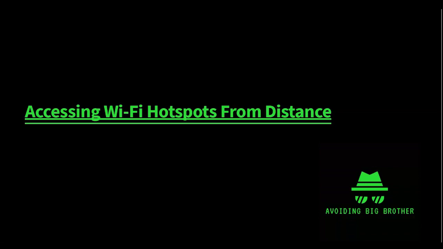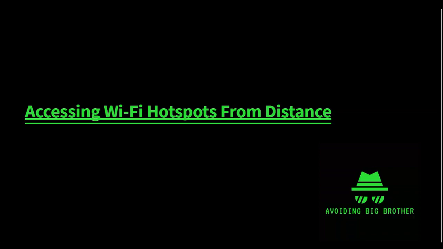In the previous lesson, we went over some of the OPSEC guidelines for accessing Wi-Fi networks in public places. One of those guidelines was to access the Wi-Fi network from distance and not to physically enter the premises, such as an internet cafe or a hotel. In this lesson, we will discuss what equipment you can use to access publicly available Wi-Fi hotspots from distance.